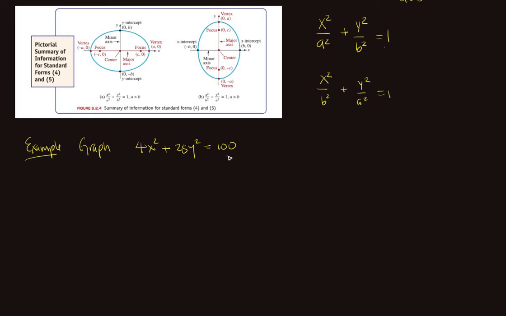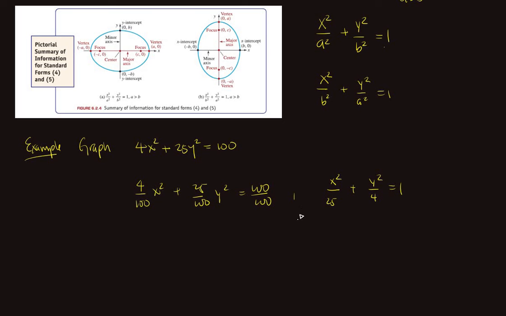We don't know exactly which case this is, but the first thing we're going to do is divide everything by 100, because the equation of an ellipse always says whatever this is equal to 1. So we go here, 4 divided by 100, x squared plus 25 divided by 100, y squared is equal to 100 divided by 100, which is going to give us x squared divided by 25 plus y squared divided by 4 is equal to 1.